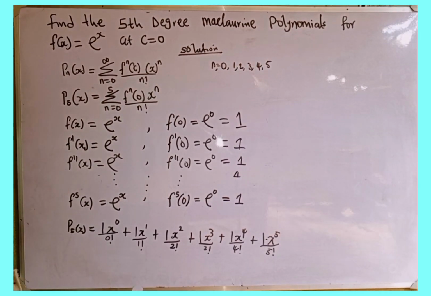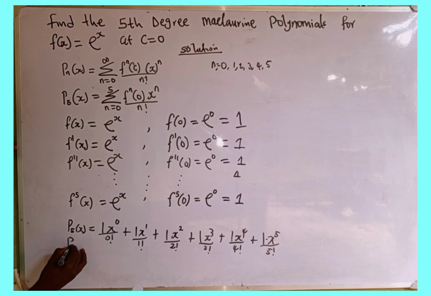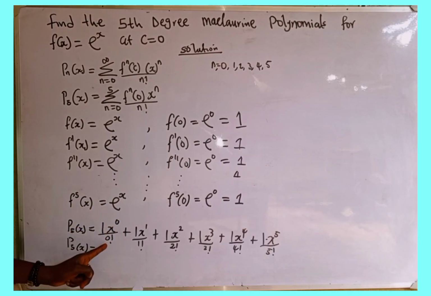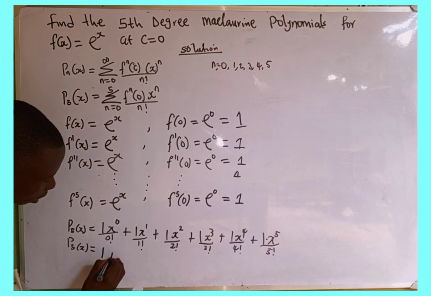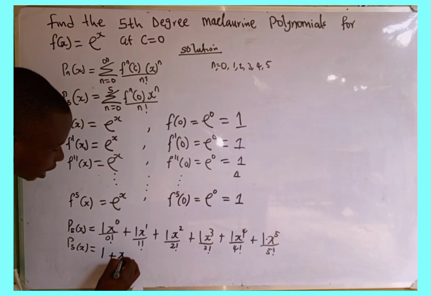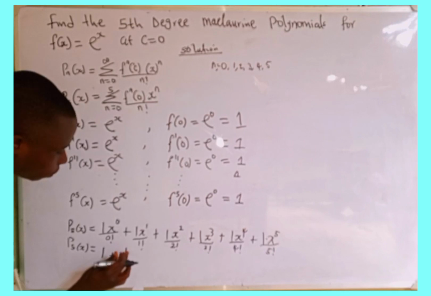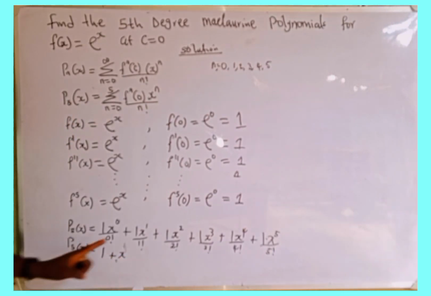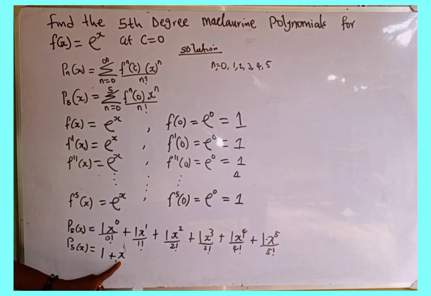Now the next thing we are going to do is simplify. P subscript 5 of x equals x to the power of 0, which is 1. 1 multiplied by 1 gives us 1. Then 1 divided by 0 factorial, which is the same as 1. 1 divided by 1, we have 1. Then plus 1 multiplied by x to the power of 1, which is x, all over 1 factorial, which is 1. Then x divided by 1 gives us x.